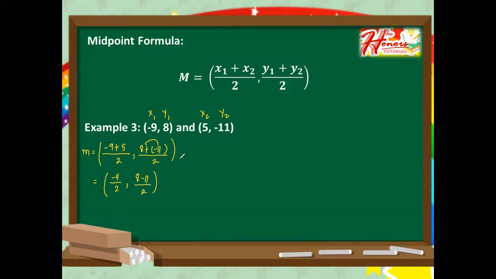Let's continue solving. So we have here negative 4 divided by 2, that's negative 2. 8 minus 11, that's negative 3 over 2. And this is the answer for example number 3.